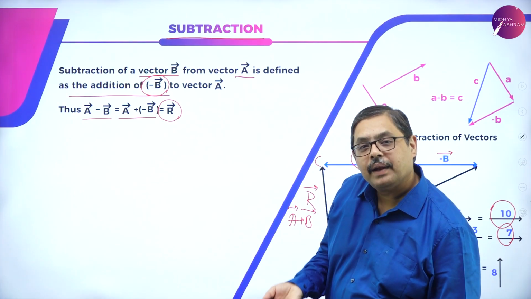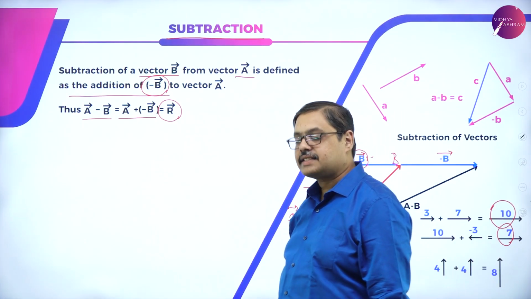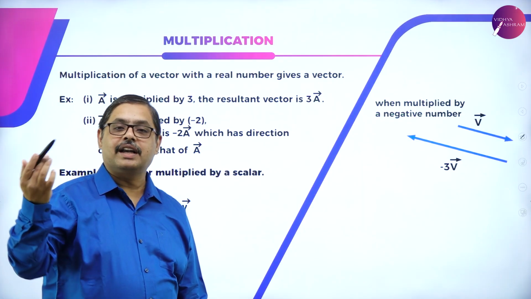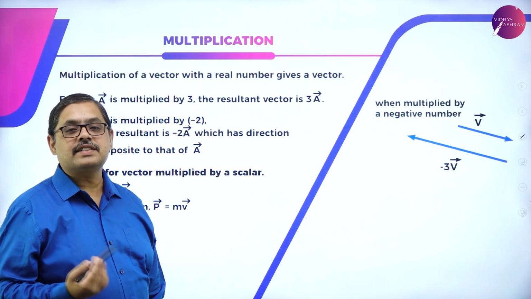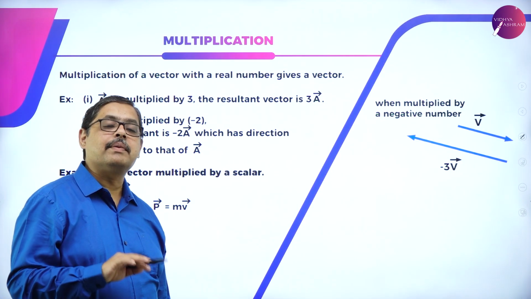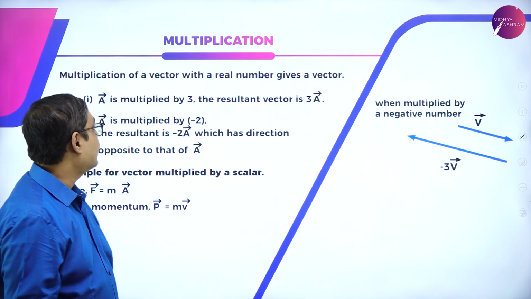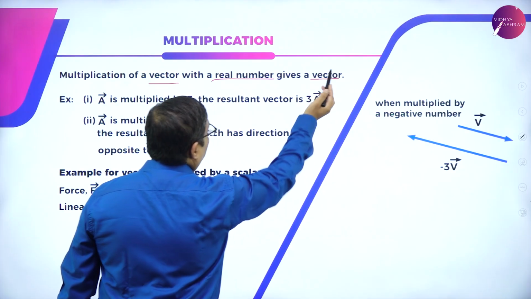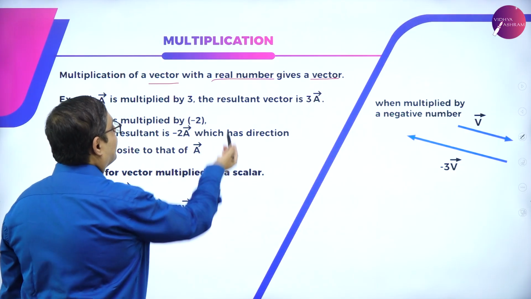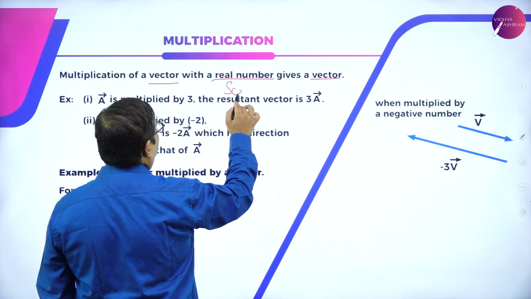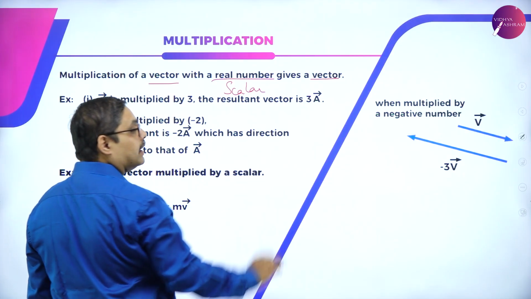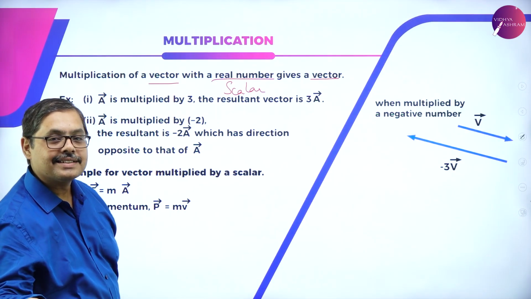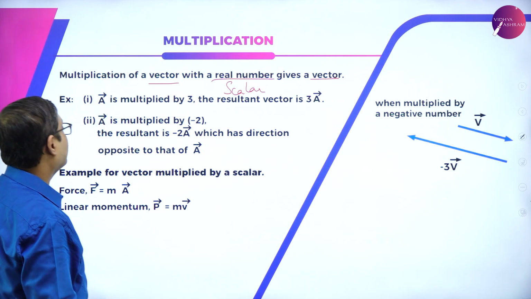Can I multiply a scalar with a vector? Yes, I can do it. Vector multiplication by another vector will come at a later stage. For now, let us try to understand how I can multiply a scalar with a vector. Multiplication of a vector with a real number gives a vector. What is a real number? A real number is a scalar quantity. It has only magnitude and no direction. So this multiplication is also called scalar multiplication of a vector.